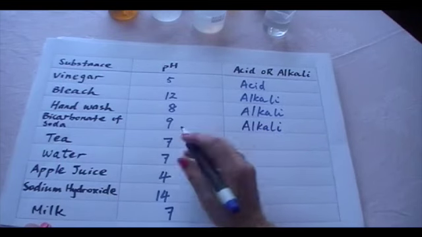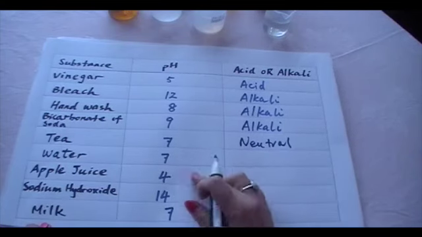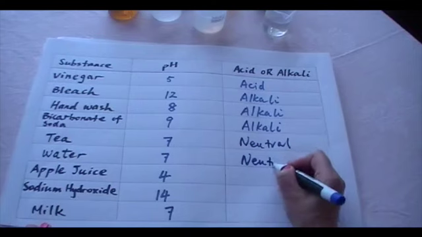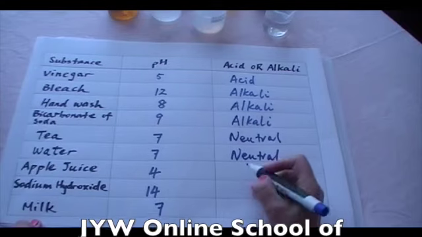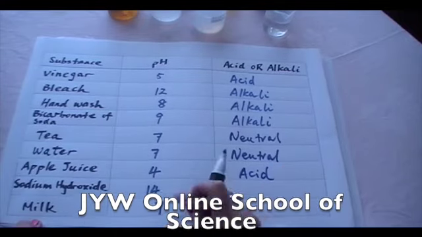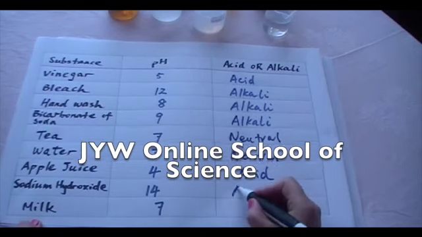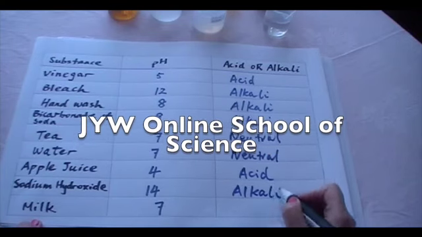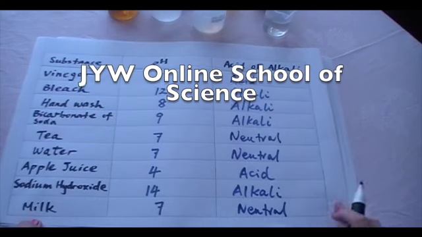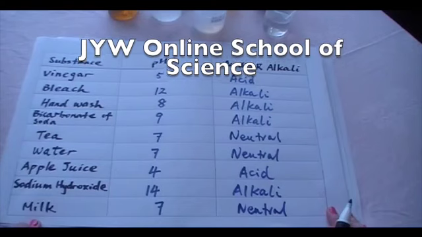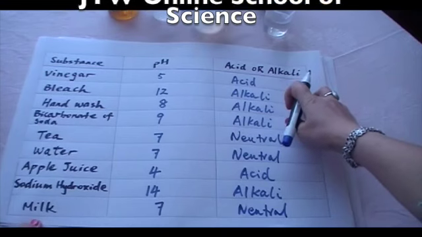Now tea, pH 7, so we say it is neutral. And water, pH 7, is again neutral. And apple juice is less than 7, so it's acid. Apple juice is very acidic. Sodium hydroxide, pH 14, is a strong alkaline. And milk, pH 7, neutral. So that's how you decide whether a solution is an acid or an alkaline.